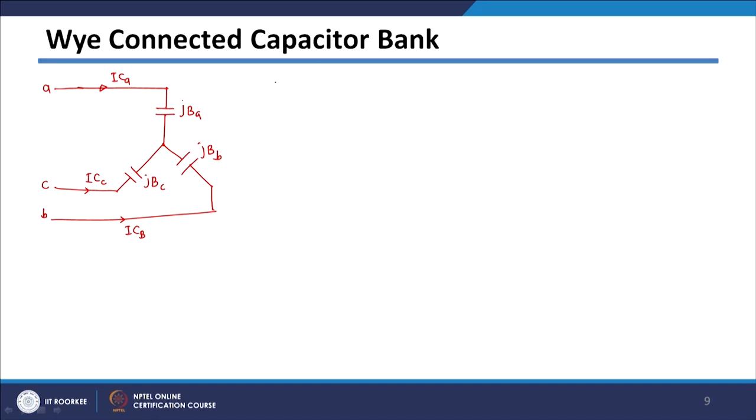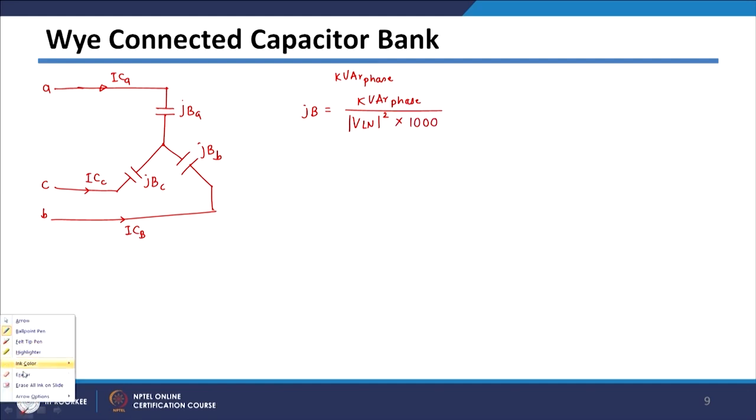If the kVAR rating per phase of the capacitor is known, I can calculate B as kVAR per phase divided by the voltage across this capacitor. In this case it will be the line to neutral voltage, squared, multiplied by 1000. So, this will give me the B value, and it is not jB, it is just the B value, and from this B value I can calculate the various currents.